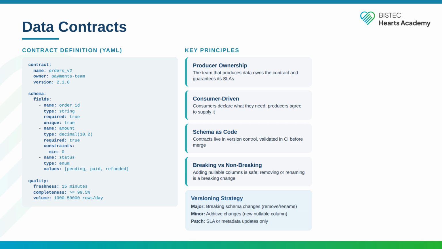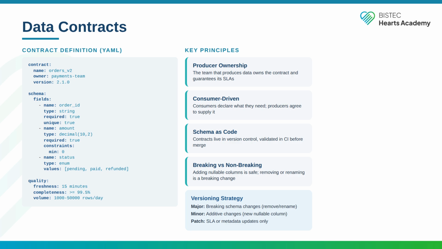A contract specifies the owner who is responsible for this data. It defines the schema, exact field names, types, whether they're required, and constraints. And it defines quality SLAs. Freshness must be under 15 minutes, completeness must be at least 99.5%, and volume should be between 1,000 and 50,000 rows per day. 4 key principles.